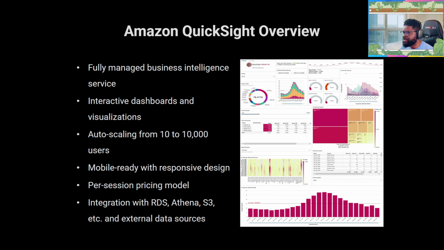Auto scaling from 100 to 1,000 users. QuickSight is basically per user. It's mobile ready with responsive design, which means whether you're using QuickSight from your laptop or from your phone, you get that mobile responsive design. It has a per session pricing model, and it integrates with RDS, Athena, S3. We just saw it. So if Athena can fetch that data for you, you can put QuickSight on top of it to visualize your data, and then some external data sources if you want.